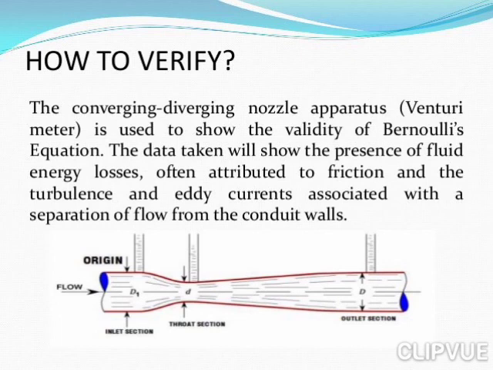How to verify the Bernoulli's equation? The converging diverging nozzle apparatus, also known as the venturimeter, is used to show the validity of Bernoulli's equation. The data taken will show the presence of the fluid energy losses, often attributed to friction, and the turbulence and the eddy currents associated with a separation of flow from the conduit walls.